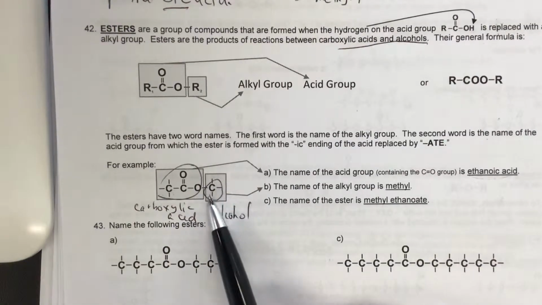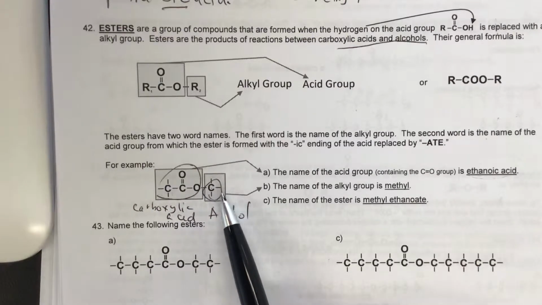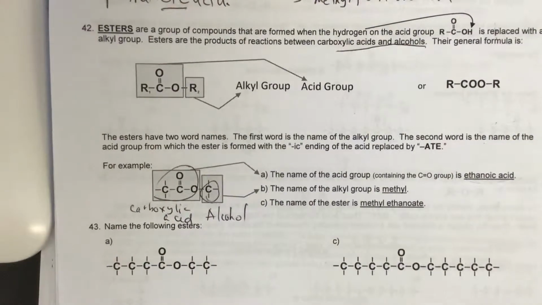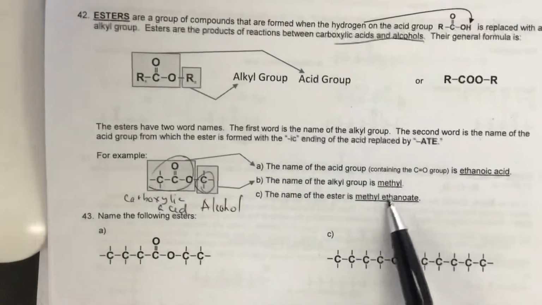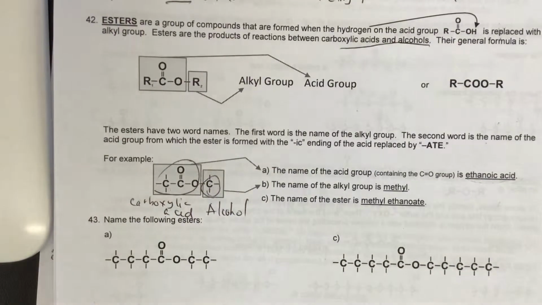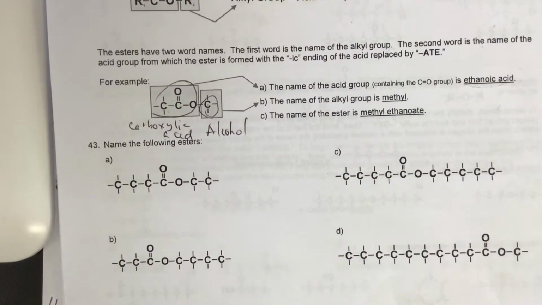The alcohol group had to be methanol, right? There's 1 carbon on it and it had an OH on it, so it had to come from methanol, but the name is methyl. So the alcohol group that it came from goes first, and the whole name becomes methyl ethanoate. That's the name of your ester, a combination of a carboxylic acid with an alcohol. These ones require a bit of practice because you've got some backwards thinking.